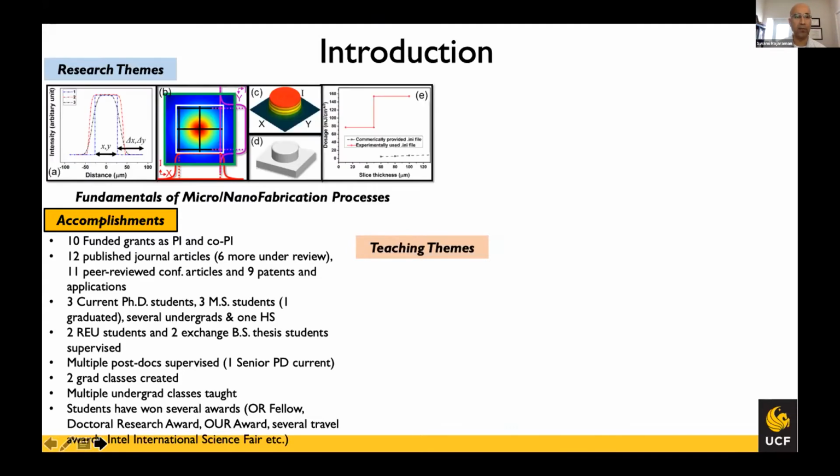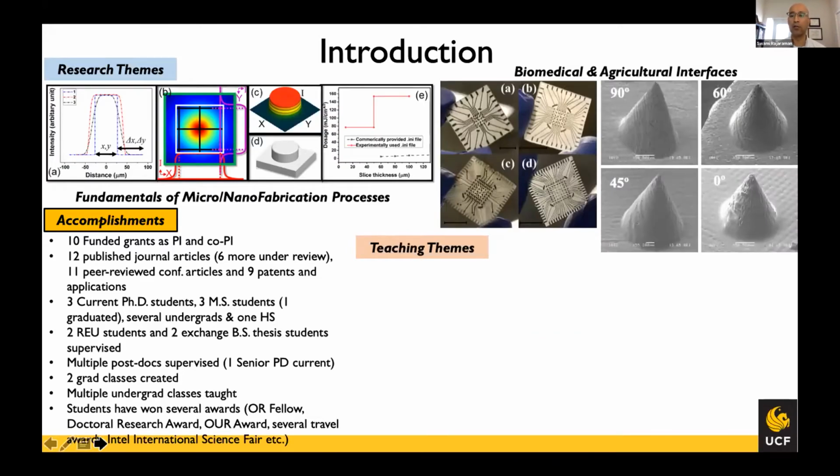The research thrusts in my group are threefold. First is the development of micro and nanofabrication technologies based both on things like 3D printing as well as more traditional semiconductor techniques for biomedical and agricultural interfaces. I'll talk specifically about what those interfaces are. I'm just showing a couple of examples here. Along with that also goes studying the fundamentals of some of these techniques. Some of the fundamental aspects of 3D printing and other technologies that we use, like laser micromachining, are somewhat understudied, and we make some fundamental contributions there as well.